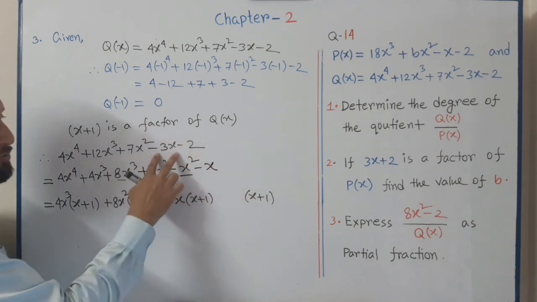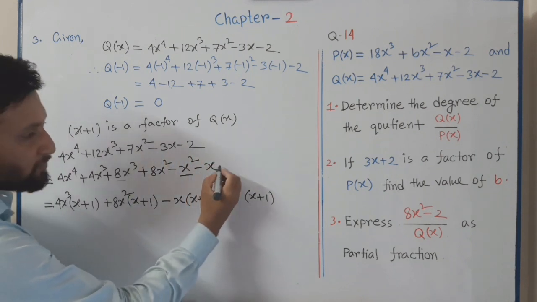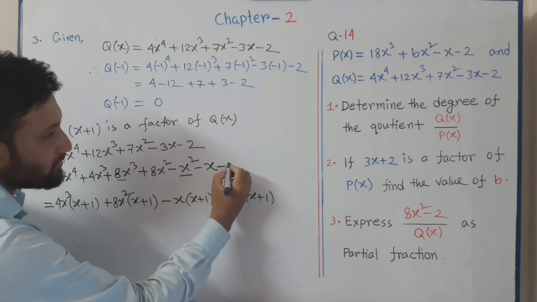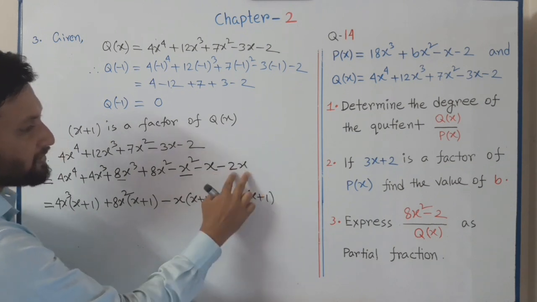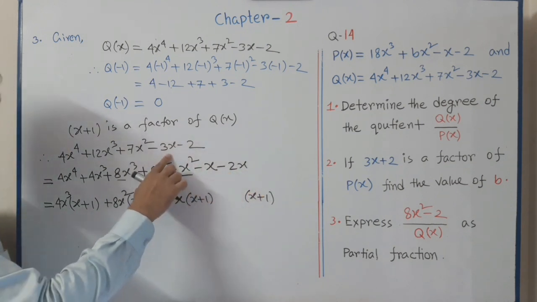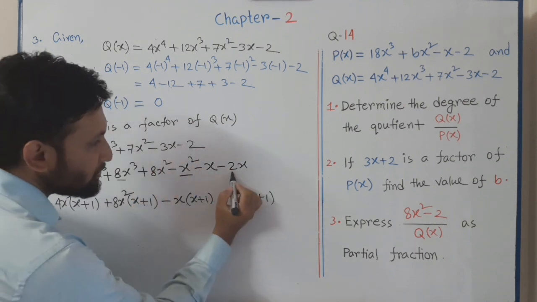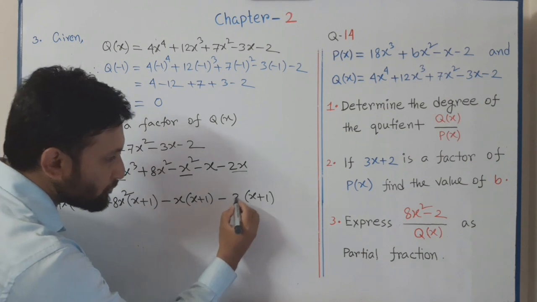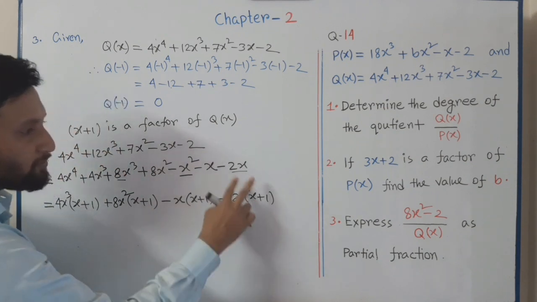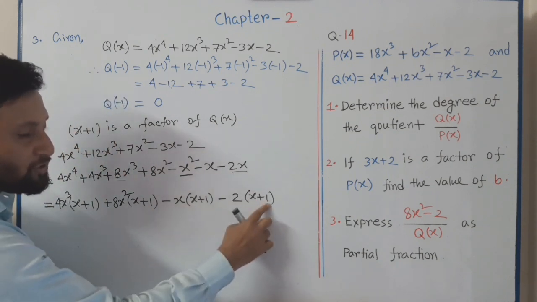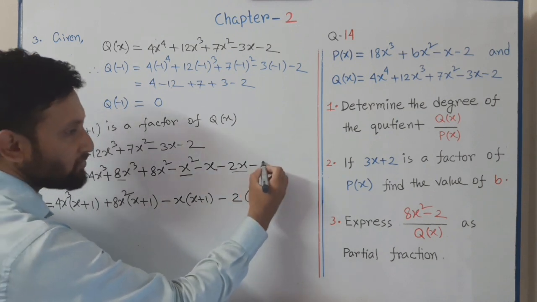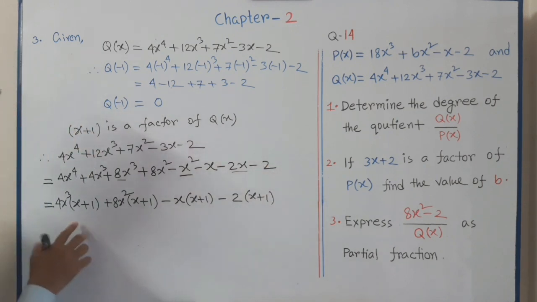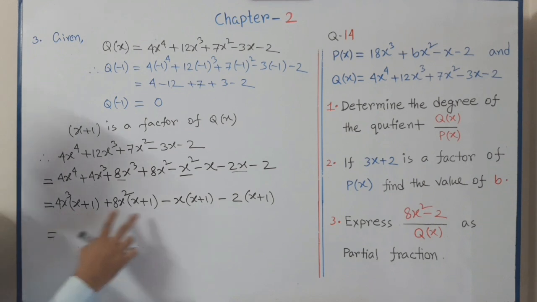But in the first line we have total minus 3x, so now we have to subtract 2x, that means minus 2x and minus x, minus 3x. Now to get minus 2x in the last factor, we have to multiply by minus 2. So minus 2 into x is minus 2x, and minus 2 into 1 is minus 2.